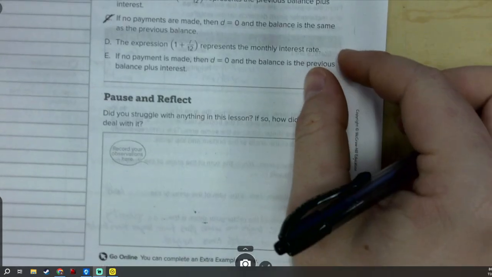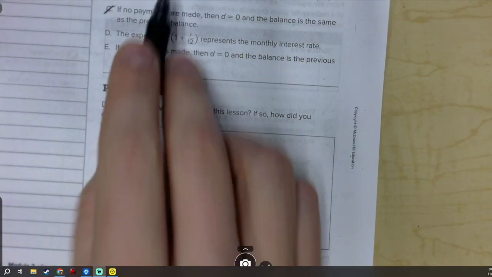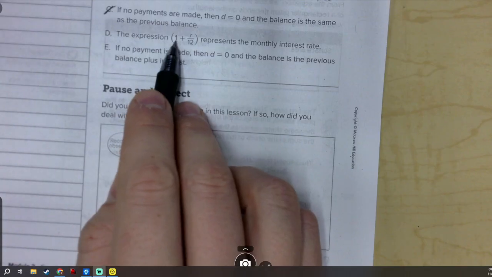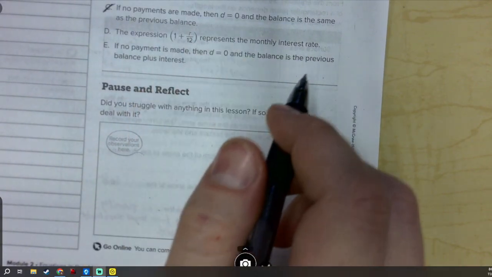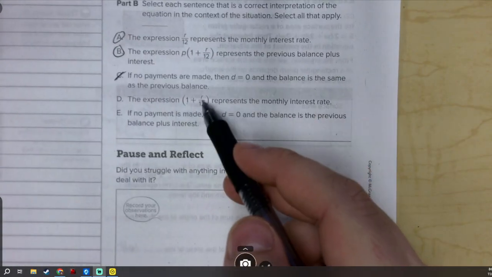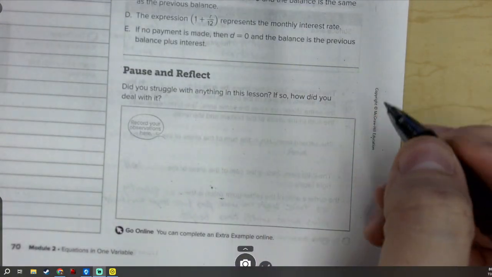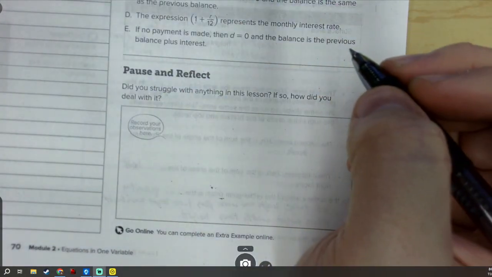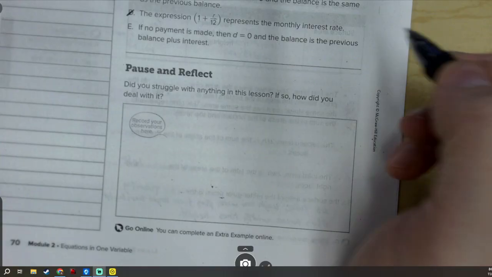The expression represents the monthly interest rate. Well, that's not the interest rate, but this is going to be a multiplier because that's 1 plus that. This one's showing the percent, and this one is a multiplier you can use. This one will have it as a decimal, though. If no payment is made, then D equals 0, and the balance is the previous balance plus interest. Yes.